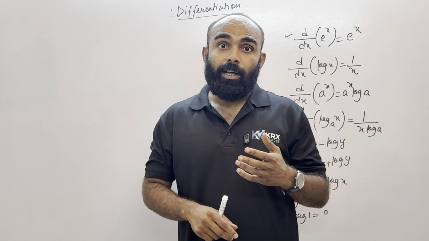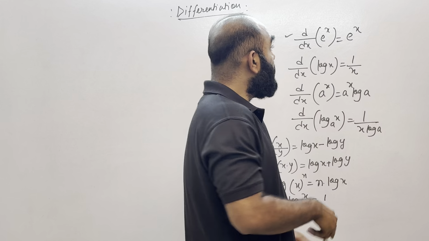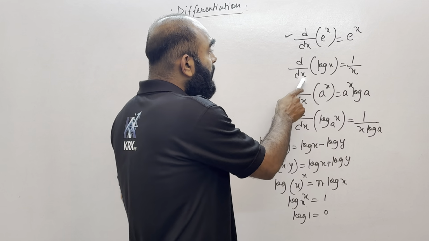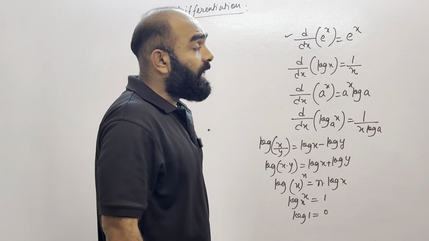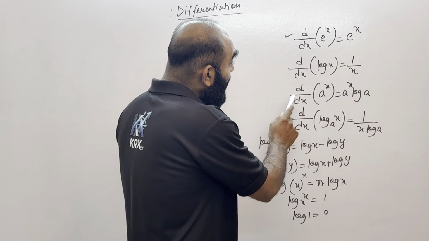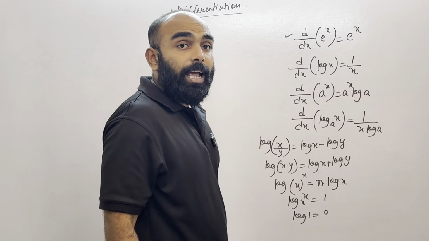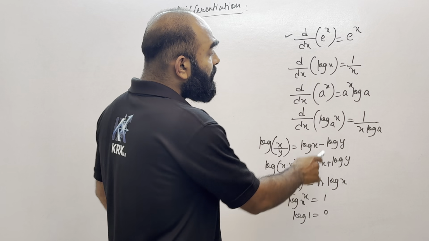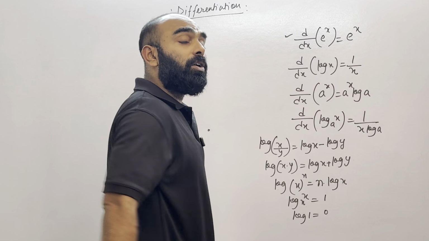Some basic formulas I have given you, like d by dx of e to the power x is e to the power x, d by dx of log x is 1 by x, d by dx of a to the power x is a to the power x log a, d by dx of log x to the base a, that is 1 by x log a, where a is some constant. Here a is also some constant.